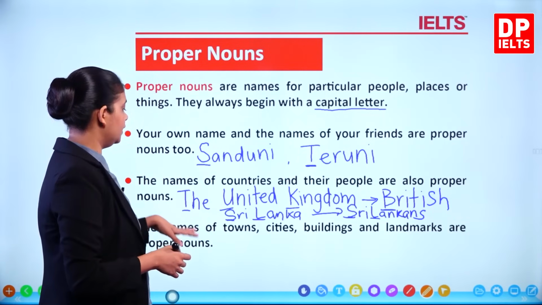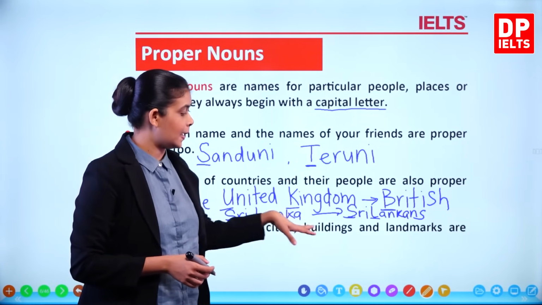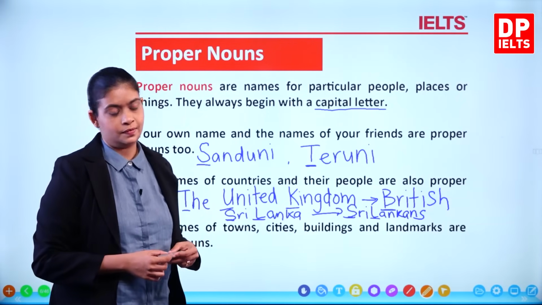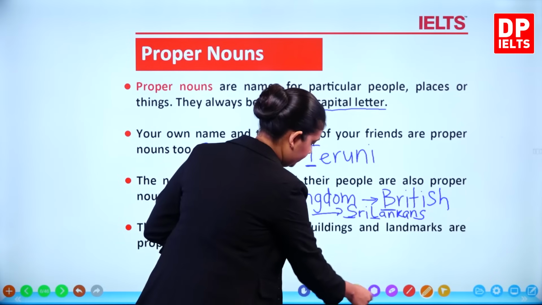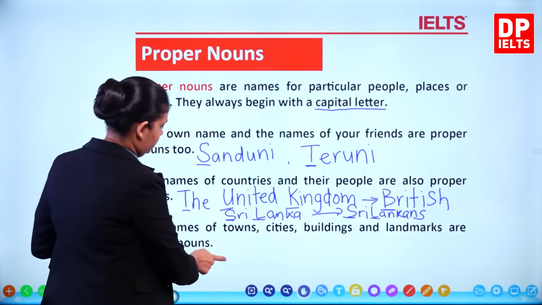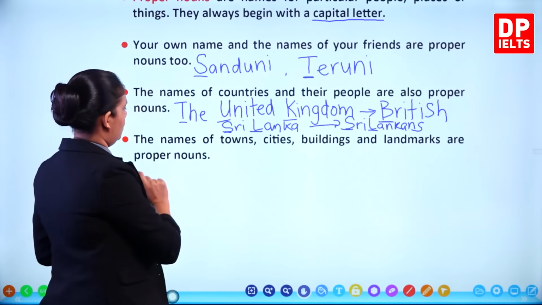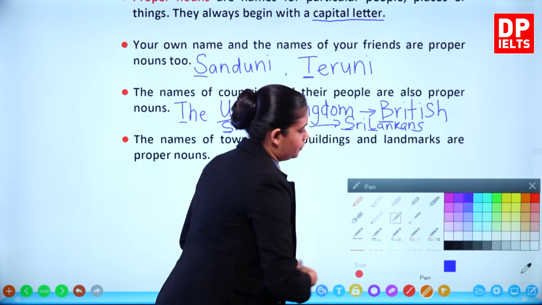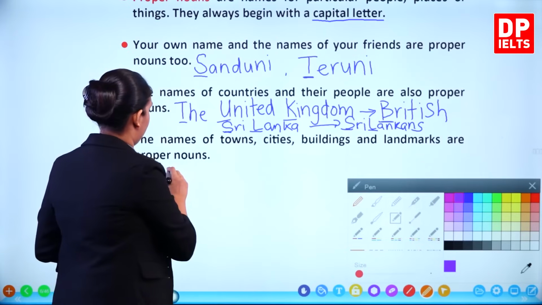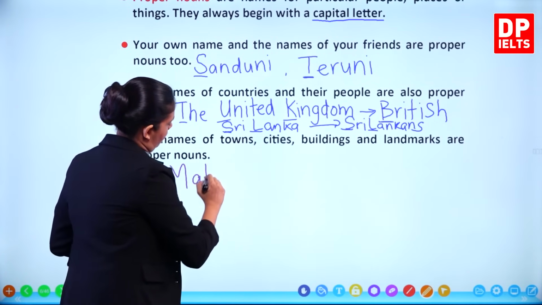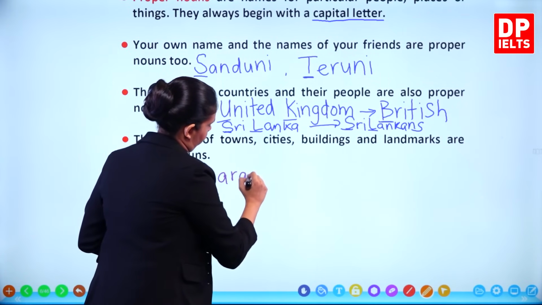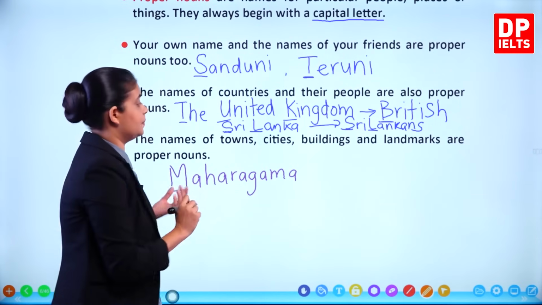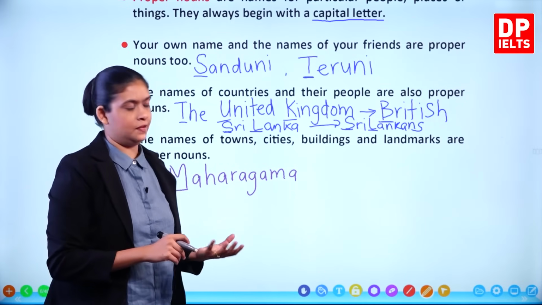The next one, the names of towns, cities, buildings and landmarks are also proper nouns, right? So if you take an example, everywhere that you live, all these cities are known as proper nouns, right? So for example, we can take Maharagama. Okay, it's a proper noun because it's a specific name.